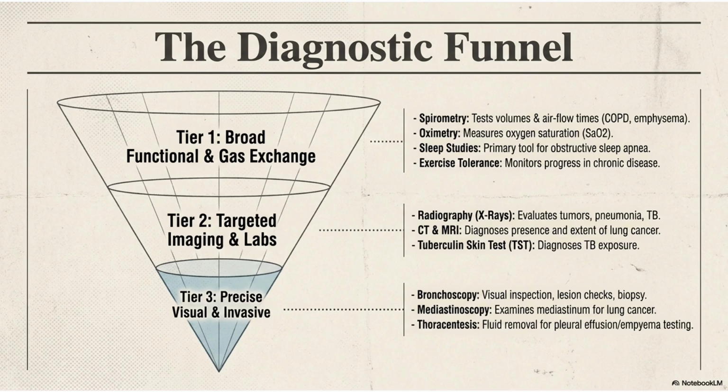So we have to funnel our investigations in our patients from broad to precise, right? We're trying to figure out what is causing the problem, right? And so tier 1 covers functional gas exchange, tests like spirometry and oximetry, right? Gives you a basic idea. Tier 2 moves to targeted imaging like X-rays and CT scans to evaluate tumors and pneumonia. So now you're digging deeper, trying to verify the information. Tier 3 involves precise invasive measures like bronchoscopy for visual inspection or thoracentesis for fluid removal.